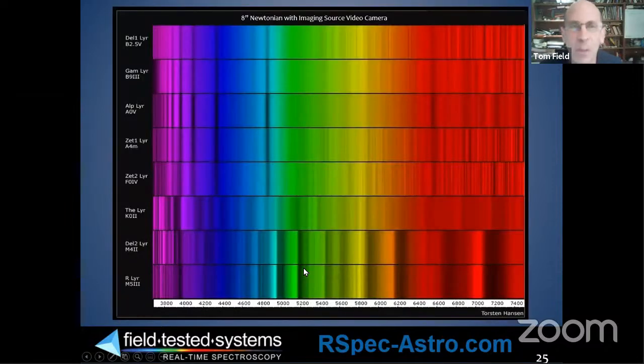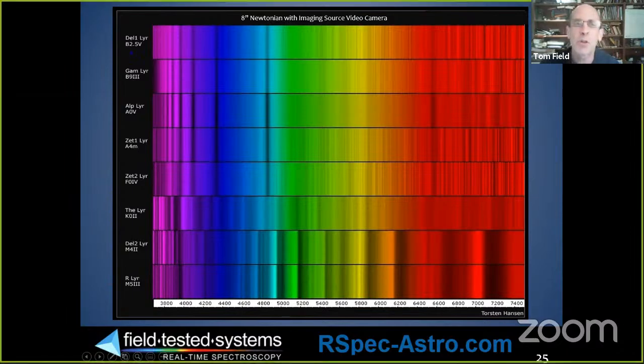It's really an amazing one. So these are all different spectra captured at different times by Torsten Hansen. And look, he used just an 8-inch Newtonian with an imaging source video camera. These stars are in temperature order. So at the top, we have these B stars. And then as we go down here, they get cooler and cooler down to the type M stars, the cool stars.